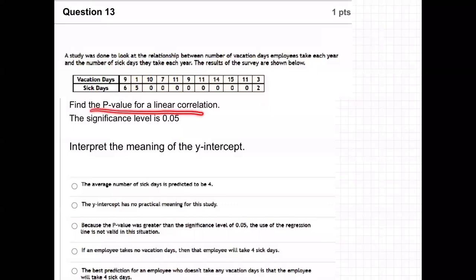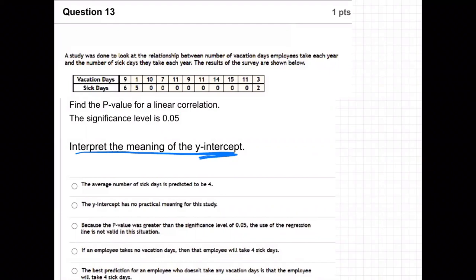Find the p-value for the linear correlation. The significance level is 0.05. Interpret the meaning of the y-intercept. Okay, so really, this is what they're actually asking us. Interpret the meaning of the y-intercept.